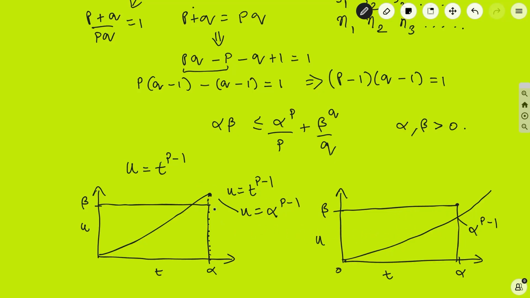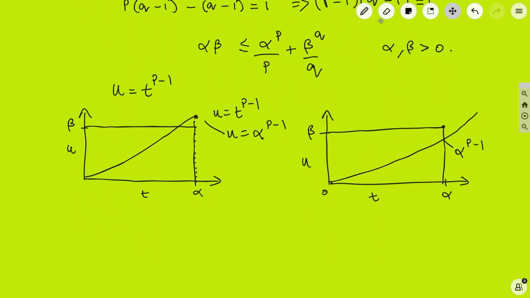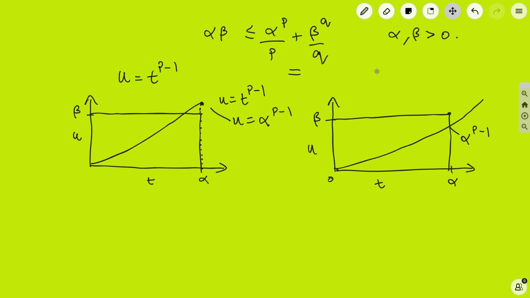So let me mark this. Now what do we need to do? We just need to do some geometry to figure out this inequality. Well, it's interesting. How do we get this from geometry? Just hold on. So let's look at this first case. Let me denote this as 1, this is 2.